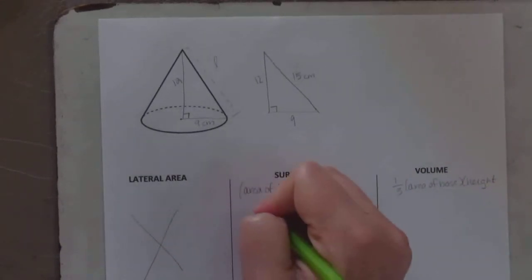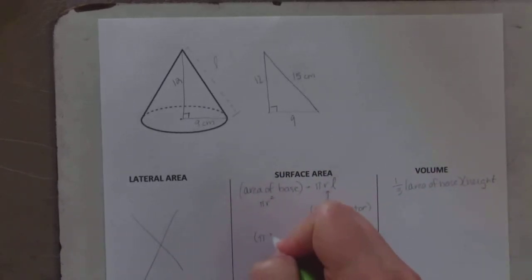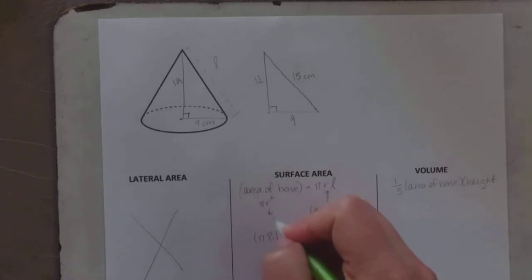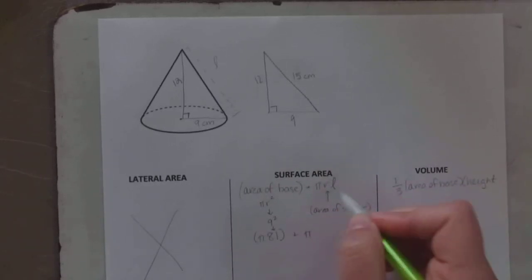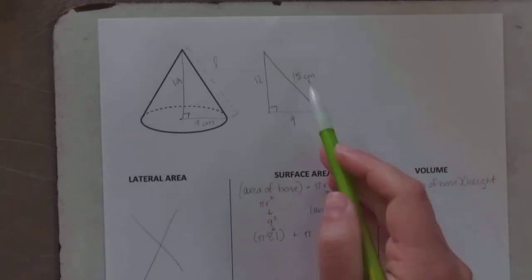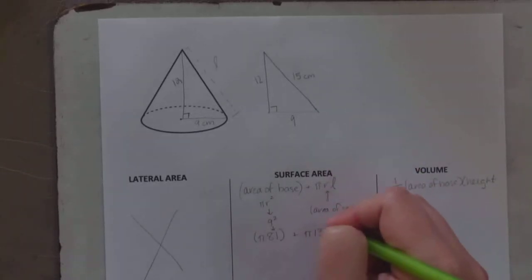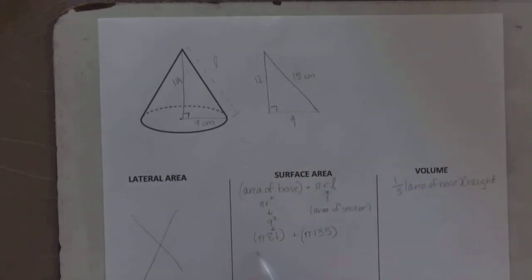Alright, so let's just plug and chug, shall we? So the area of the base. The base is a circle, so that formula is pi r squared. So that's going to be pi times 81. That's just coming from the 9 squared. Plus pi times the radius, which is 9, times the slant height, which is 15. 9 times 15 is 135.